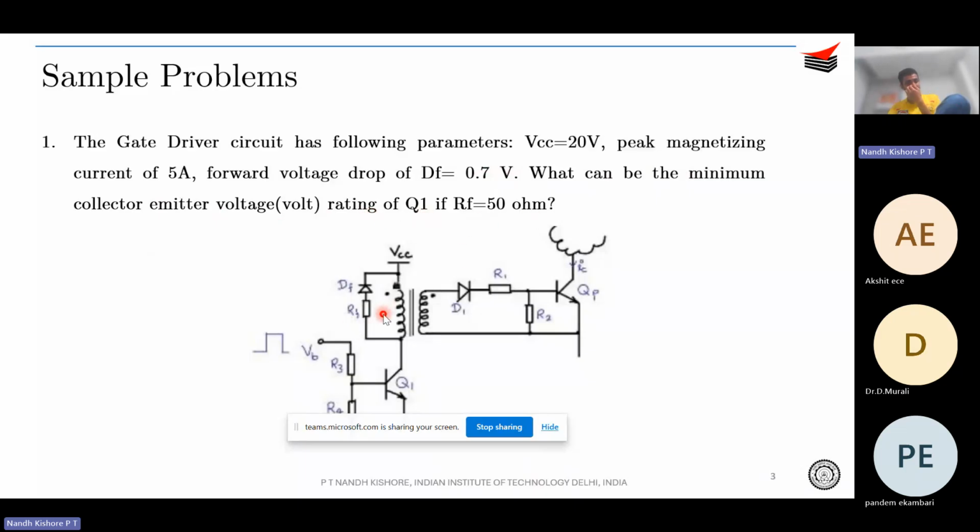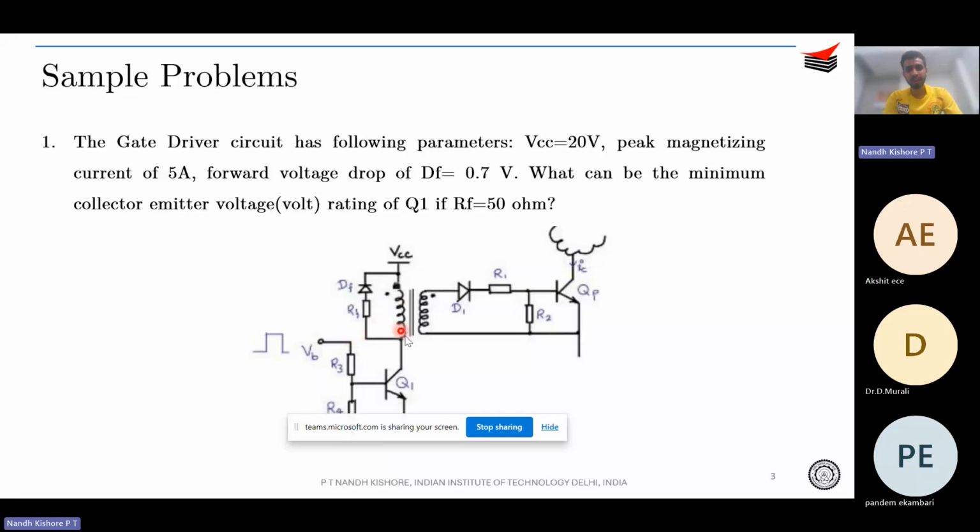You can understand that there is this. This is which converter over here? Or which kind of drive are we having over here? A forward converter. Correct. Fine.